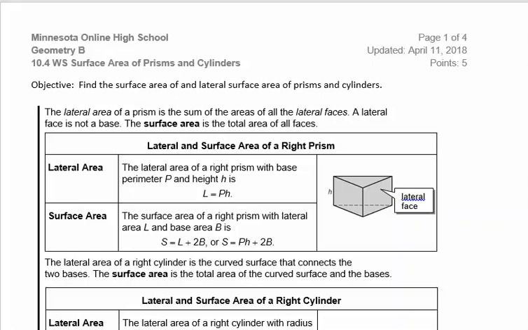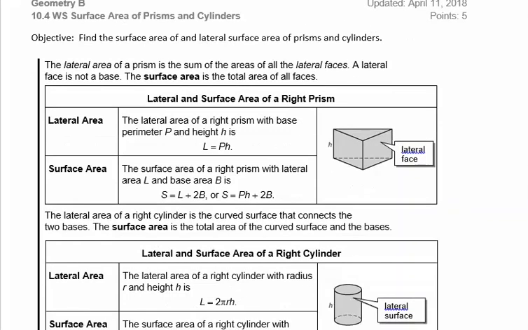Hello, this is Ms. DB, and in this video we're going to go over how to do some of the work on the 10.4 worksheet. This is on surface area of prisms and cylinders.